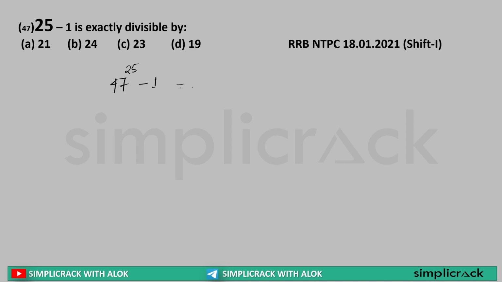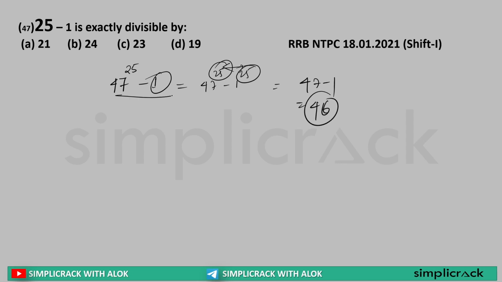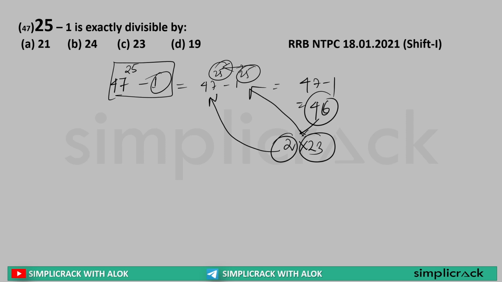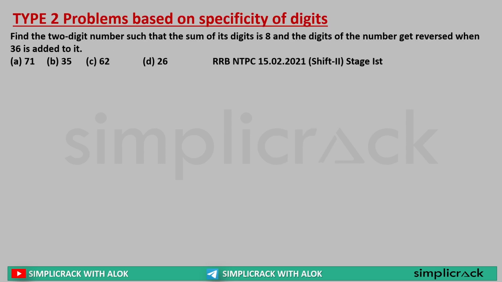Now understand this. I can write this as 47 to the power 25 minus 1 to the power 25, because any power of 1 is 1. Now, this is an odd power. a to the power n minus b to the power n is divisible by a minus b, which is equal to 46. If this whole thing is divisible by 46, I can write this as divisible by 2 into 23. That means this whole thing can be divided by 2, and this whole thing can be divided by 23. That is what I said in the last question. So this is divisible by 23. Clear? Next. Type 2. Problems based on specificity of digits.